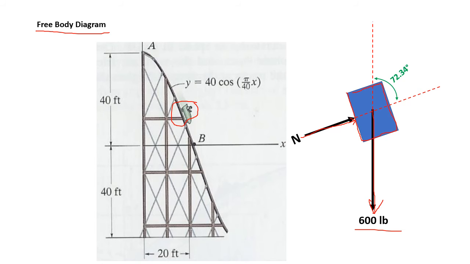And what I want to do is calculate our angles in order to do our equations of motion for this problem. So what I'm going to talk about next here is how we come up with this 72.34 degrees between the angle of our normal force on the box and our weight force here, and that comes from this given equation relating our x and y by the shape of the curve of this roller coaster, that y is equal to 40 times the cosine of pi over 40 times x.